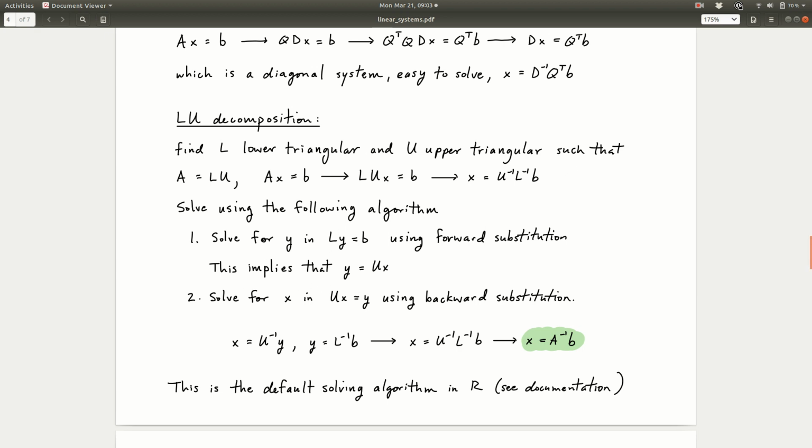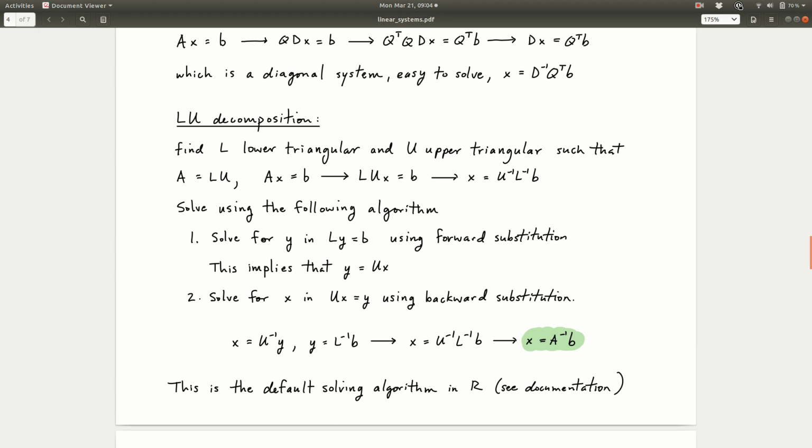So this implies that Y equals UX. X is the thing that we want to find. So once we've found Y, now we know U because we did the LU decomposition. X is what we're trying to solve for. And we know Y. This is an upper triangular system, so we can solve it using backward substitution. That's what I mean by saying you first do a forward substitution and then a backward substitution, and that gives you X.